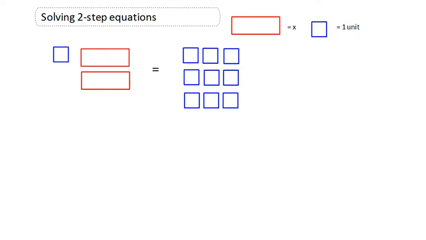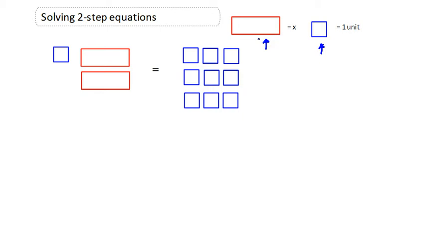For my examples, let's say that the unit square is a blue square. Each of the blue squares stands for 1 unit. The red rectangles stand for the variable x, so each red rectangle is the variable x. So let's look at our first problem. I have 1 unit square and 2 x rectangles and 9 unit squares. Now I want to figure out what one of the x rectangles stands for.